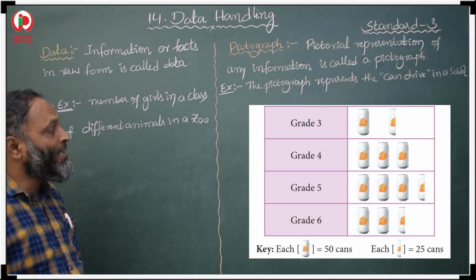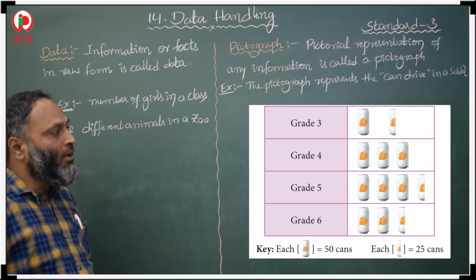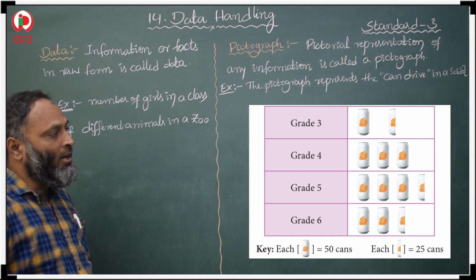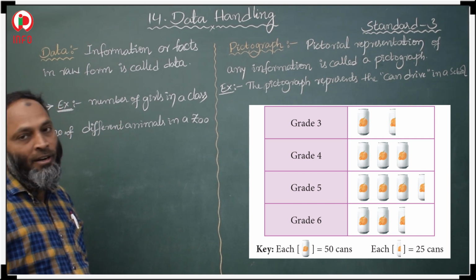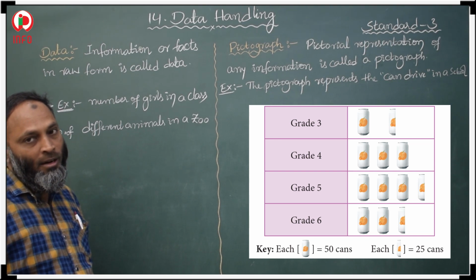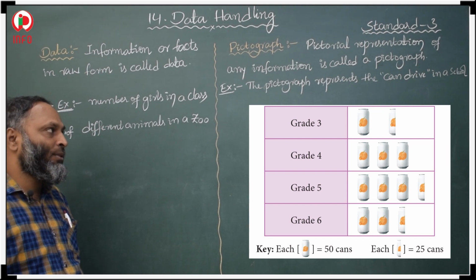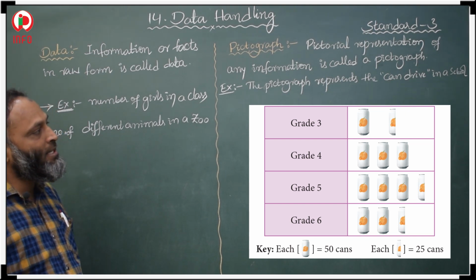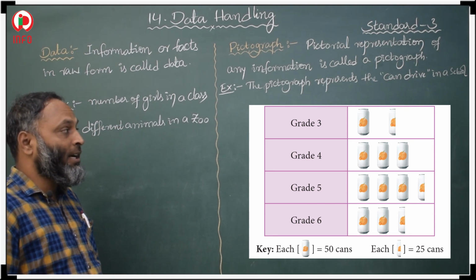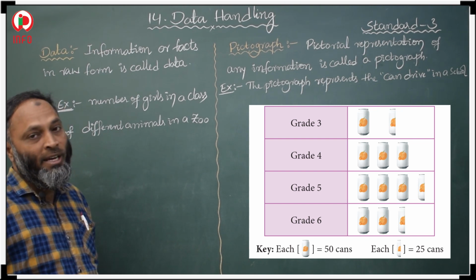Now grade 6, how many pictures are given? There are 2 and a half cans. 1 can means 50, 1 more can means 50 plus 50, 100, and half can 25, so 125. For grade 6, 125 cans are needed. So using the picture and key, we can know how many cans are needed. For a particular grade, in grade 3, 1 and a half cans given means 50 plus 25, 75 cans needed.